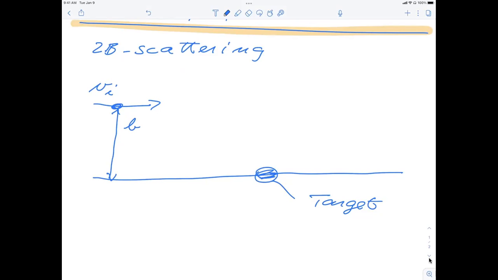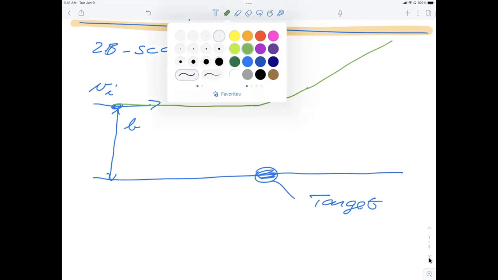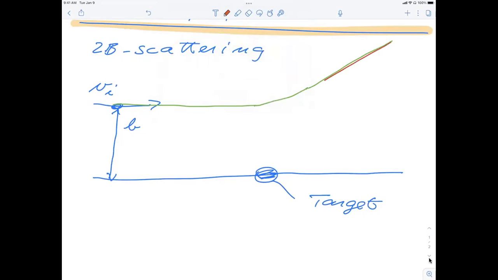Now, when it gets closer, if we're looking at the trajectory, it's coming in like this, and then it gets deflected, either up or down. If it gets deflected up, this means that we have a repulsive force. And if it gets deflected down, it means that we have an attractive force. Let me just mark this with red here. So this will be, and here we have the final velocity, v of f.